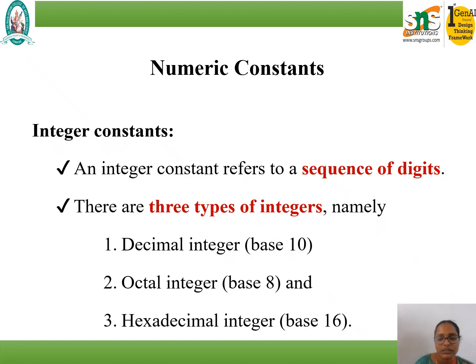Decimal means the values 0 to 9 will be taken, so the base value here is 10. Octal takes 8 values, 0 to 7, so the base value for octal is 8. Hexadecimal takes 16 values, starting from 0 to 9 and the alphabets A to F, and the base value for hexadecimal is 16.